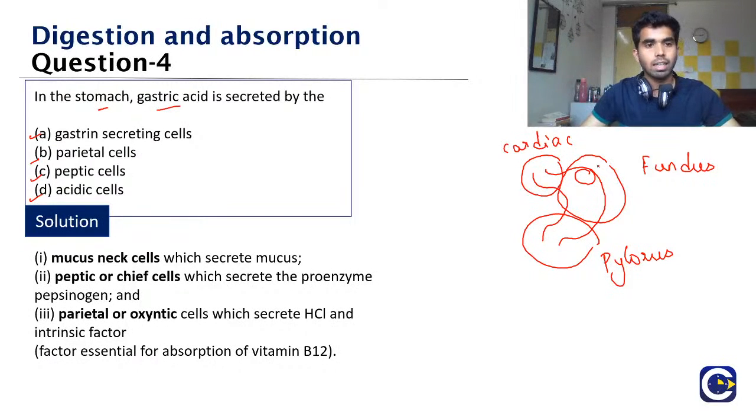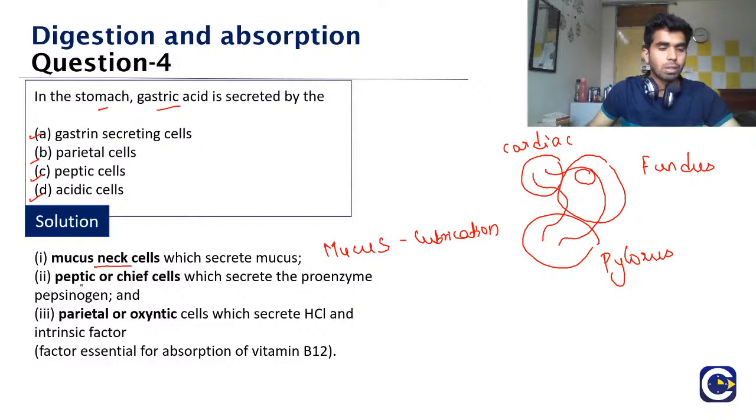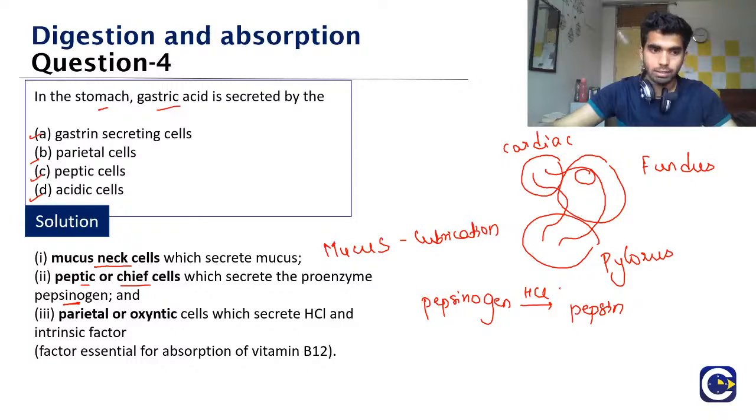There are three types of cells present in the gastric glands. One is the mucous neck cells. Mucous neck cells secrete mucus, and it helps for lubrication. Then there are peptic cells or the chief cells. It is chief of all, and it secretes the enzyme pepsinogen. Pepsinogen is a proenzyme that is converted into pepsin in the presence of acidic pH, and acidic pH is provided by HCl.